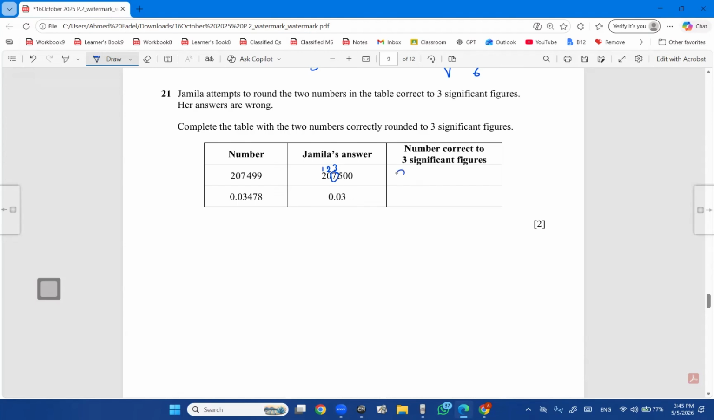So we need to round it to the nearest thousand. So it's going to be 208,000. Okay, because after the 7 is a strong digit. So it gives it 1, it becomes 208,000. All right, but over here, okay.